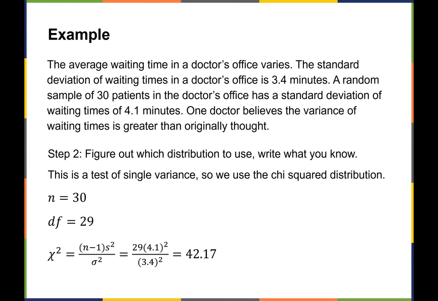So which distribution will we use? Well, we're going to use the chi-square distribution because this is a test of a single variance. Our n is 30. That means our degrees of freedom is 29. And our test statistic is (n minus 1) s squared over sigma squared. N minus 1 is 29. The sample standard deviation is 4.1. The population standard deviation is 3.4. Compute that all up and you get chi-squared equals 42.17.